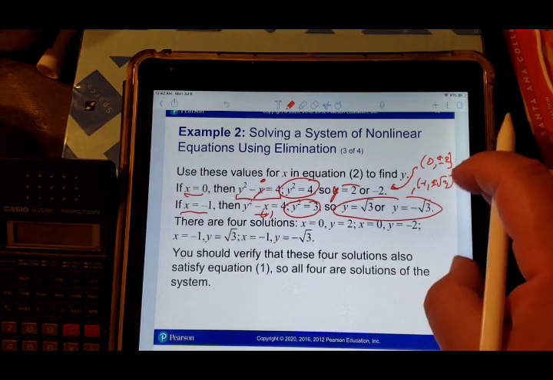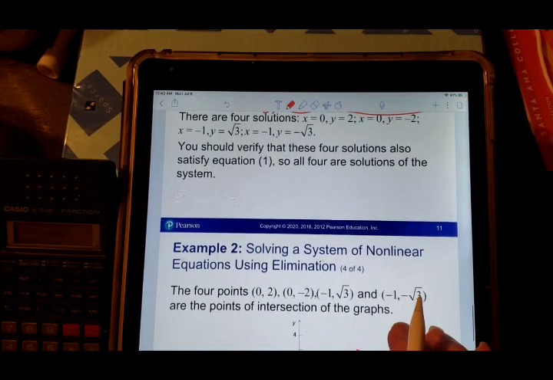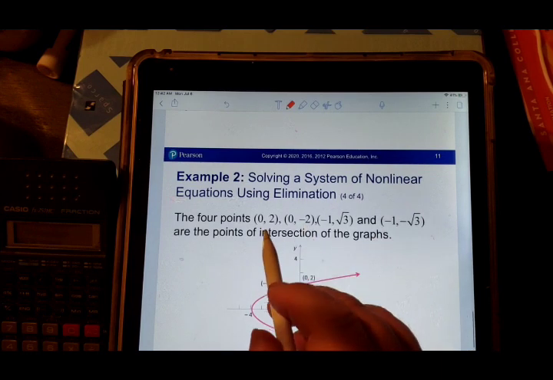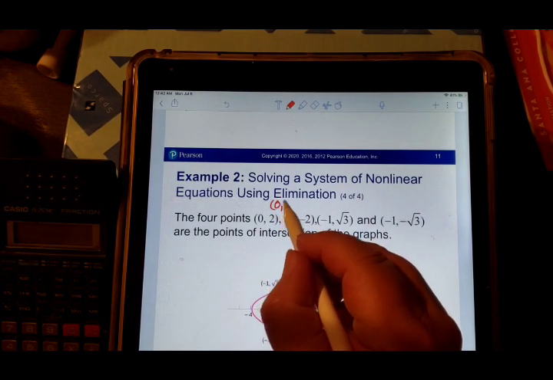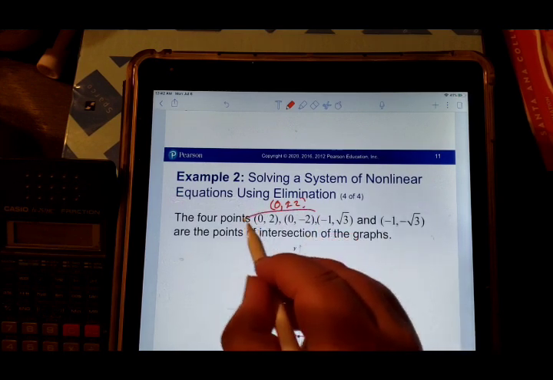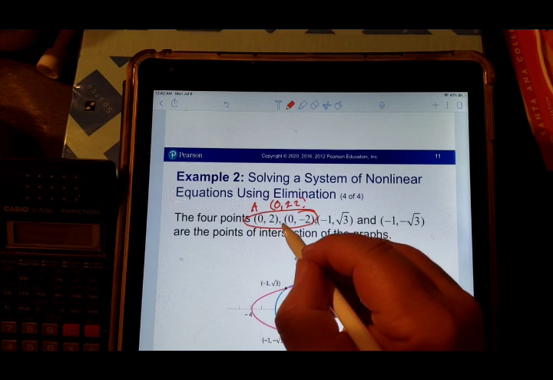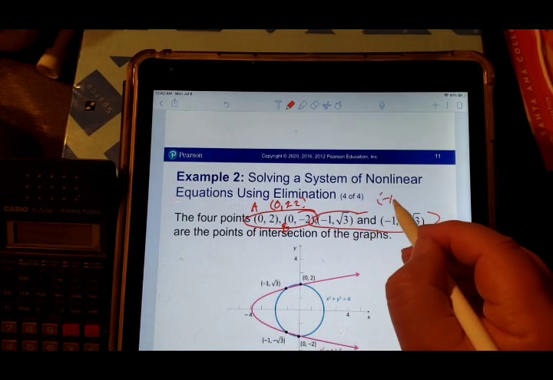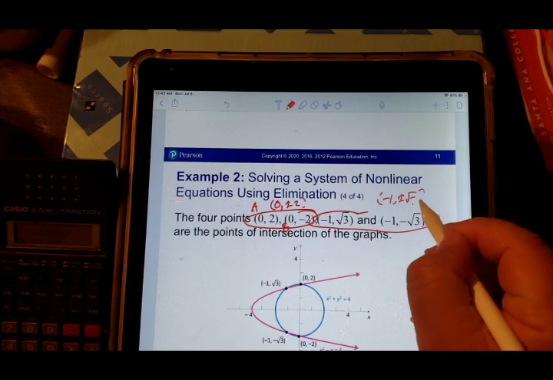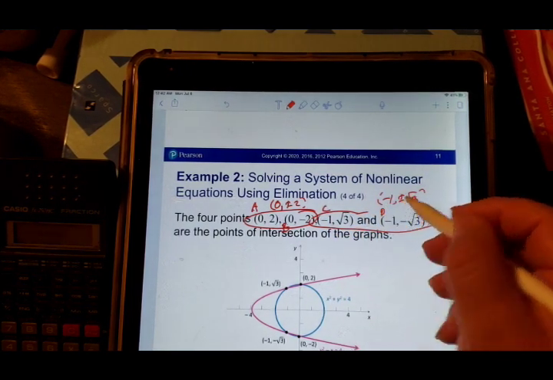I'm going to say that we're not going to leave the plus or minuses there. So write them as separate points. That 0 plus or minus 2, write it as 2 points. I'll call them A and B. And -1 plus or minus rad 3, call those C and D.